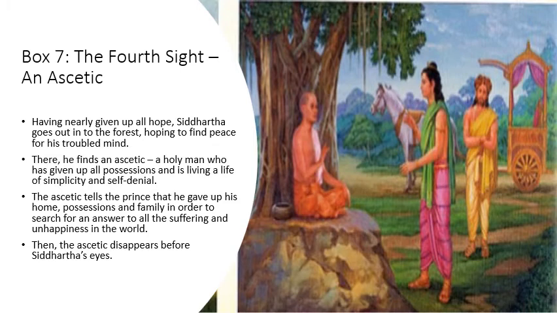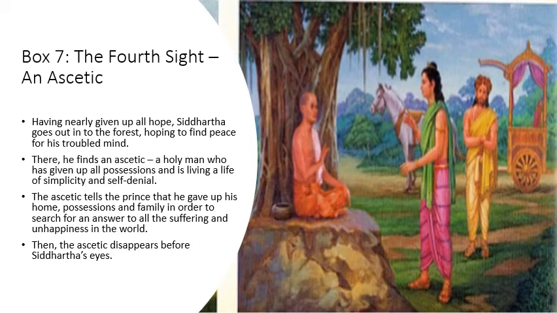Okay, so box number 7 is the 4th sight, and this is the final sight that Siddhartha has on his journey outside the palace. And this one is really interesting because, having given up all hope after seeing old age, sickness and death for the first time in his life, Siddhartha is wondering if there can ever be peace for a troubled mind. And he goes out into the forest on his horse, hoping to find some kind of answer, some kind of peace of mind. And there he finds what's called an ascetic.